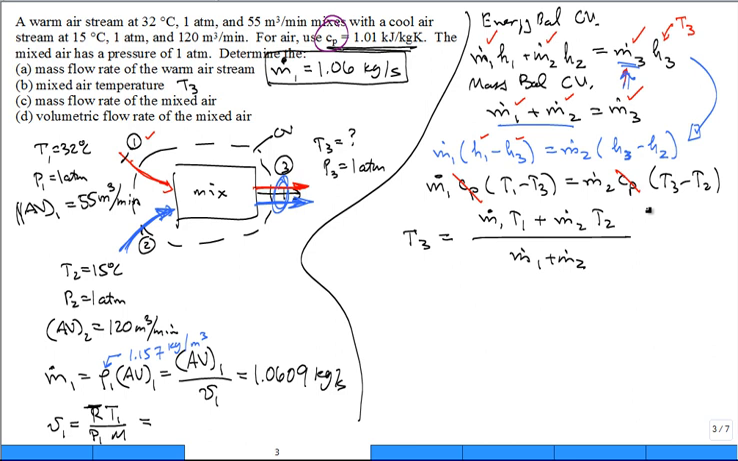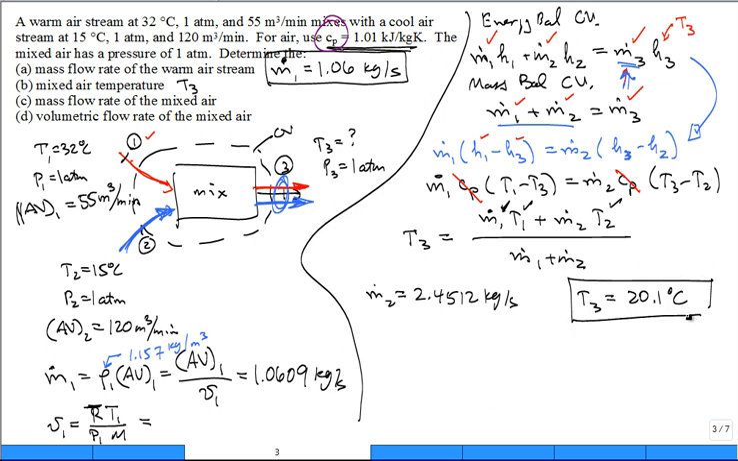True? Now that I have that, I've already solved for m dot 1. I already have T1, T2. I get m dot 2. M dot 2, the same way we calculated the other one, is 2.4512 kilograms per second. And I substitute numbers for T3, and T3 comes out to 20.1 degrees C. Agree?